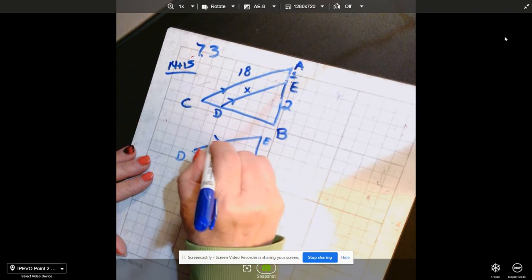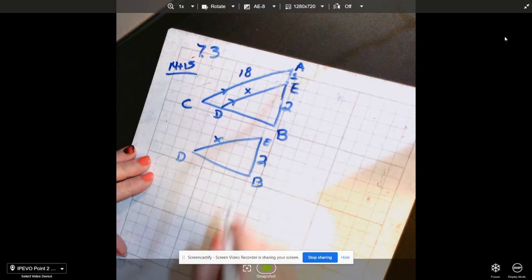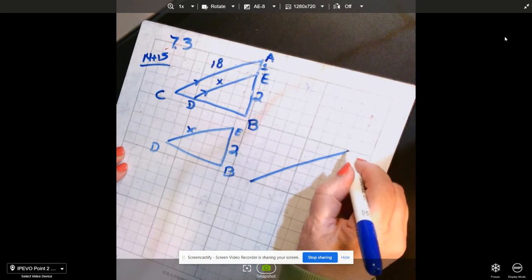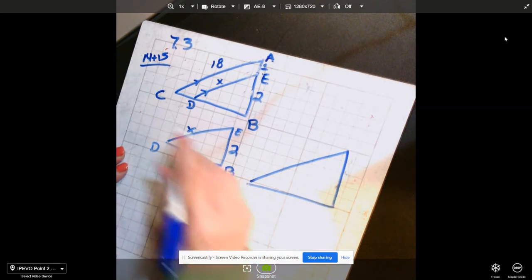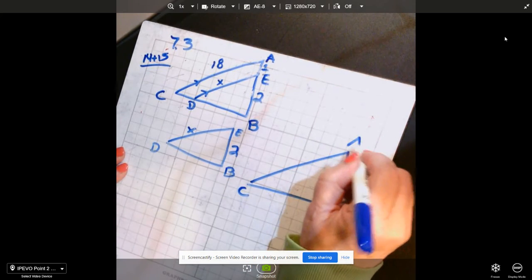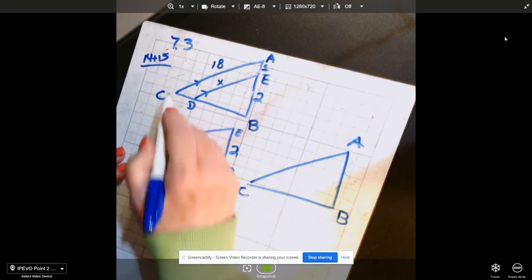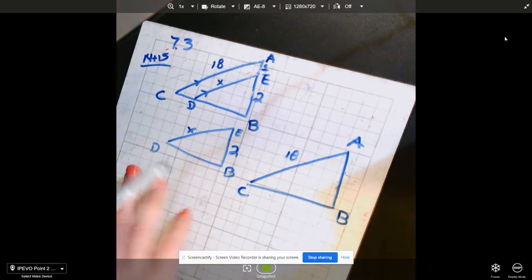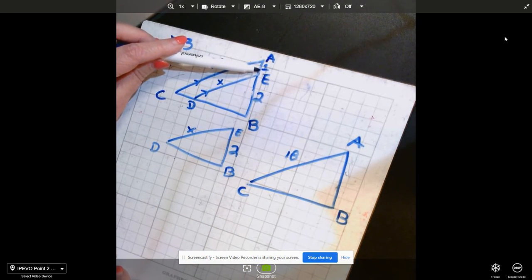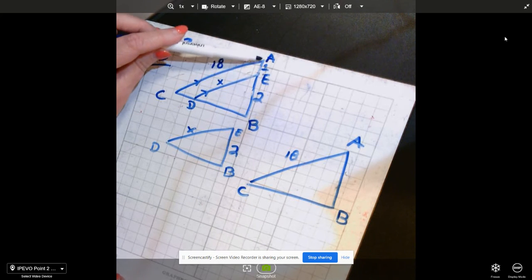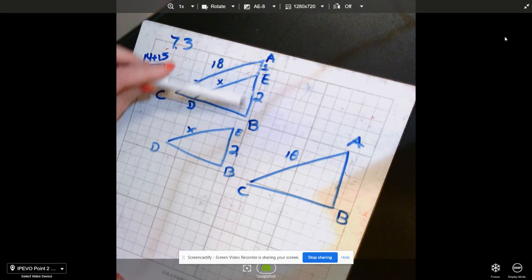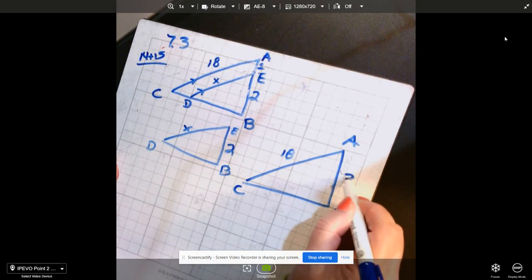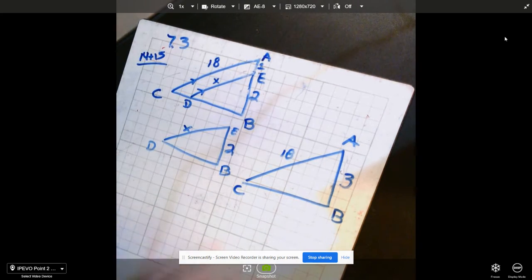And it said that this is X and that this is 2. And then the bigger triangle over here is CAB. And it said the long side here is 18. And they said this little piece is 1 and this piece is 2, but I need to know the whole side AB. So 1 plus 2 would be 3. So I know that this side is 3. So now I've drawn the two triangles out separately.